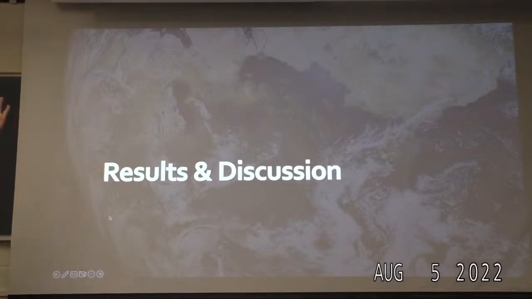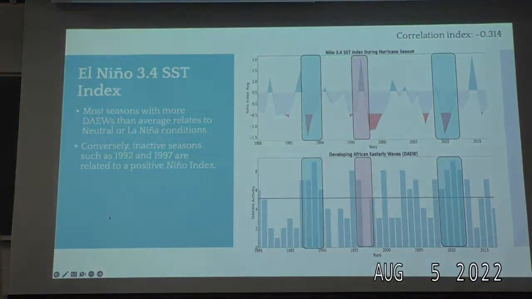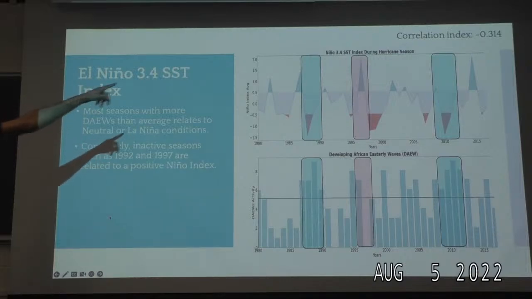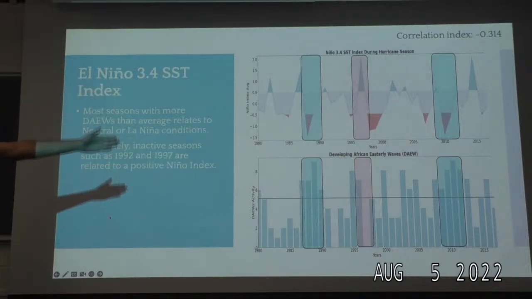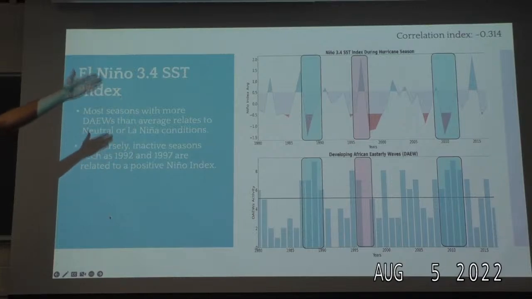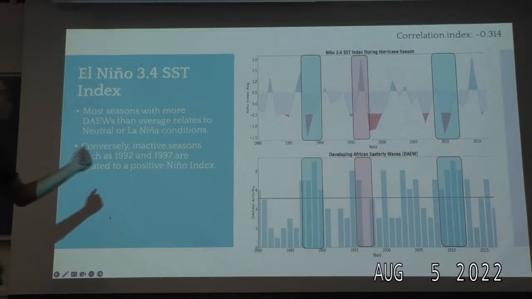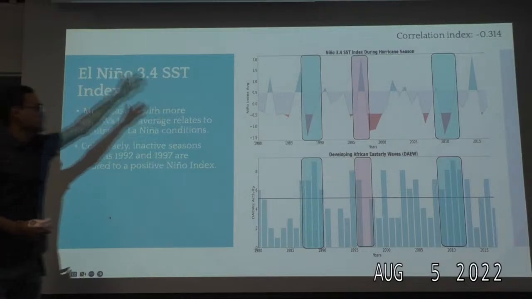Now we go to the interesting part. For the results and discussion, we have here the Niño 3.4 SST index, where the blue boxes represent active seasons in terms of developers, and the red boxes represent inactive seasons in terms of developers. For most seasons, as you can see, seasons with more developers than average relate to neutral or La Niña conditions. To see more in depth, we have the Niño index average.